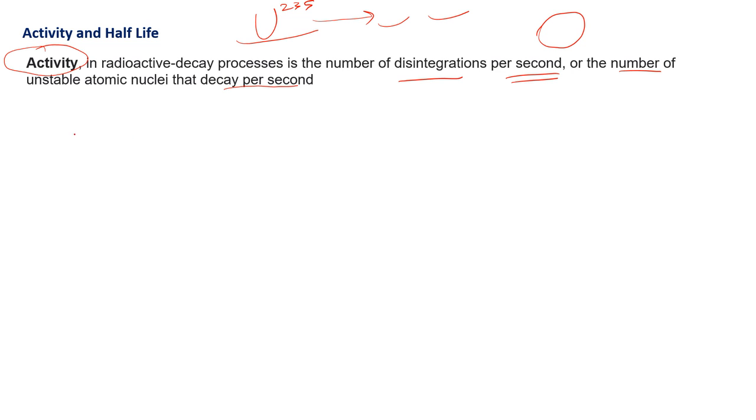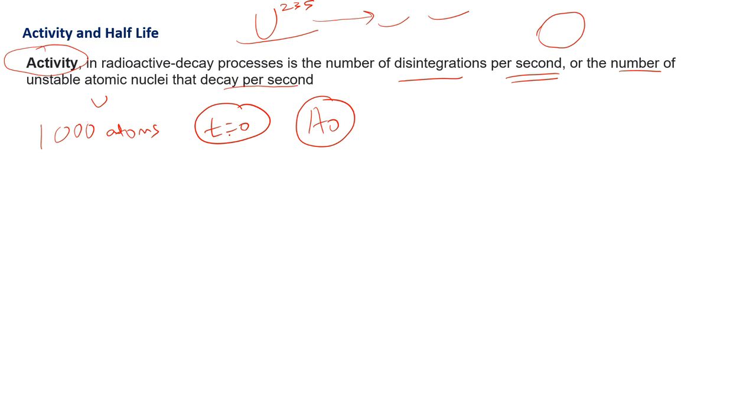So for example, if you have 1000 atoms of uranium at t equal to 0, and let's say at that point the activity is A0.